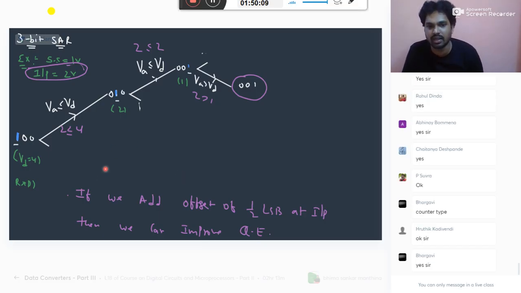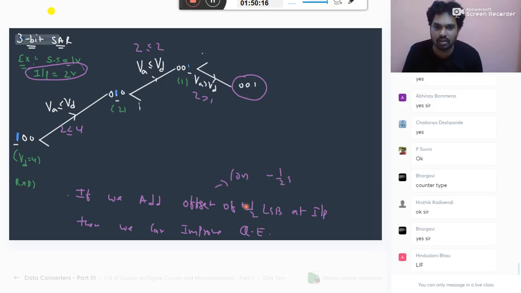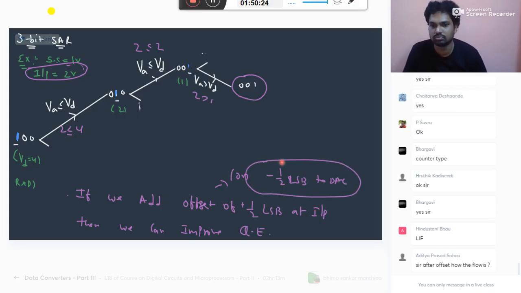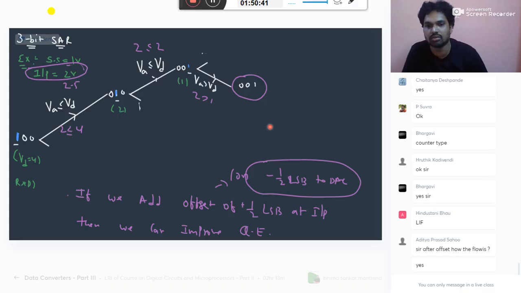So you can make it by adding an offset of LSB to the input, or minus of LSB to the DAC. This is also true. What happened, Alcha? Suppose instead of 2, you compare with 2.5. Then this problem will not occur now. You stop at 2 only as the answer. That's what I'm saying. So that's all for today. Problems we'll do tomorrow.